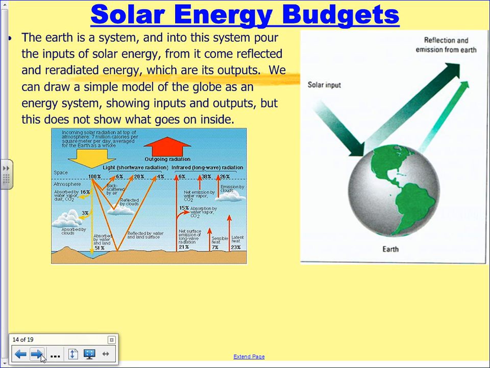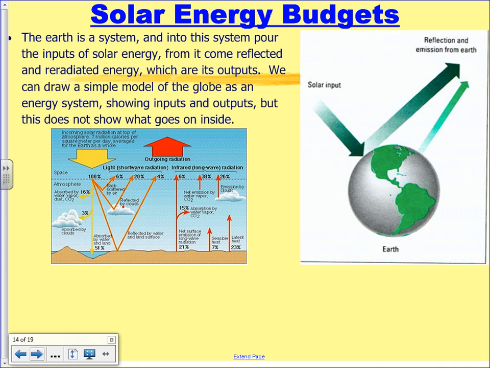Looking at this diagram, it's probably a little bit more useful here. Incoming solar radiation at the top of the atmosphere is 7 million calories per square meter per day. Is that a lot? Yeah. To survive, you need about 1,500 to 2,000 calories a day. This is 7 million per square meter per day. You would get fried if you were up there. That's why you have to wear a spacesuit. Talk about the worst sunburn of your life.